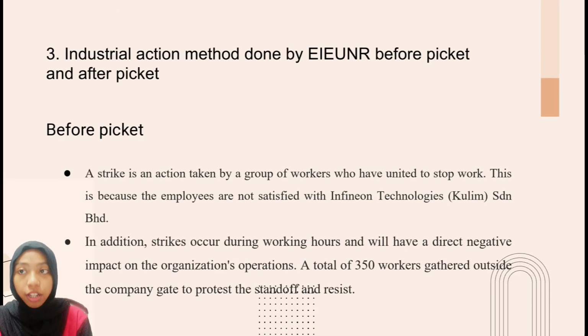Number 3, industrial action method done by employees and unions: before picket and after picket. So before picket is another method of industrial action carried out by employees and unions. Before and after picket is strike. A strike is an action taken by a group of workers who have united to stop work.